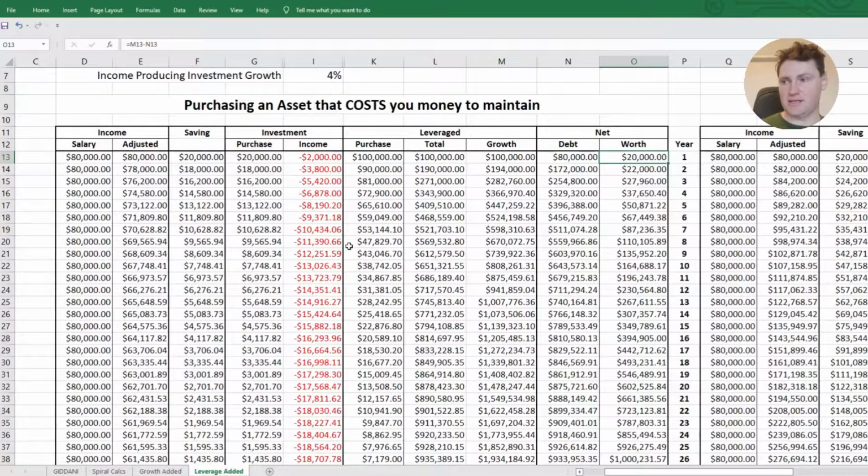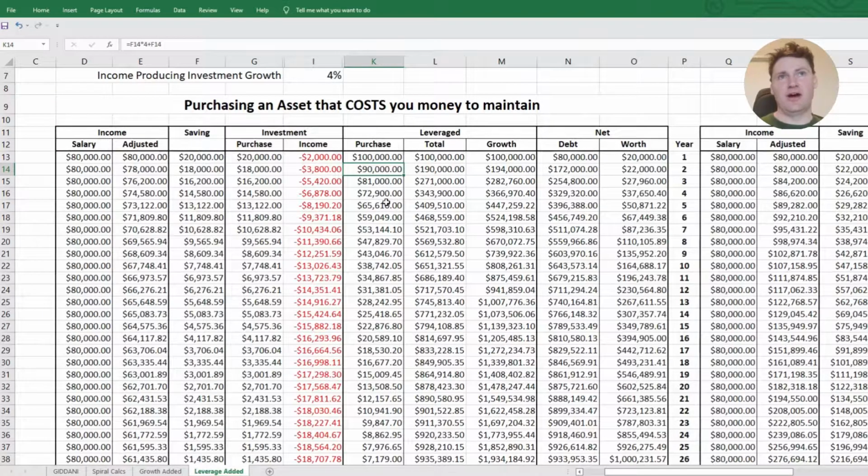Let's take a look at year two. For the person who is purchasing an asset that costs you money to maintain, and this is a very real example in real estate, their adjusted income goes down, doesn't change from any of the previous examples, which means that their savings goes down, and so their ability to purchase an asset decreases. So an $18,000 savings amount means now you can purchase a piece of real estate for $90,000.